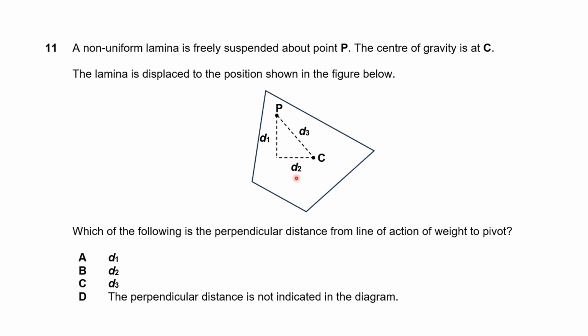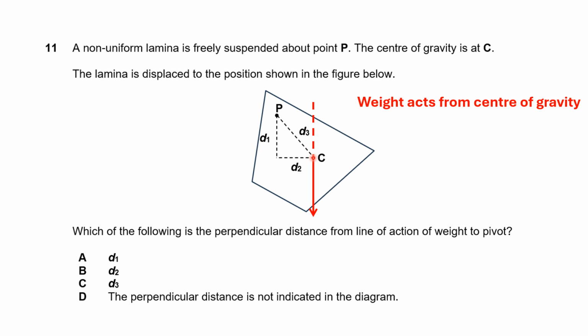Question 11. A non-uniform laminar freely suspended around P has a center of gravity at C. It's displaced in this position, and we want to find the perpendicular distance from the line of action of the weight to the pivot. The first thing we need to apply is the concept that weight acts from the center of gravity. Looking at the question, the center of gravity is at C, and this point being the center of gravity means that weight acts upon it.